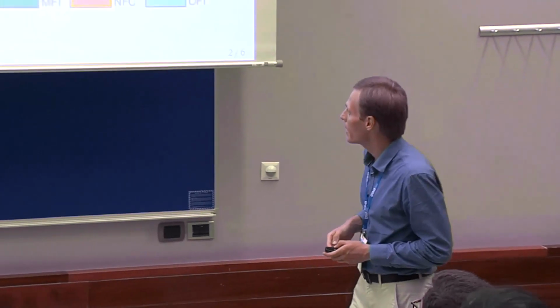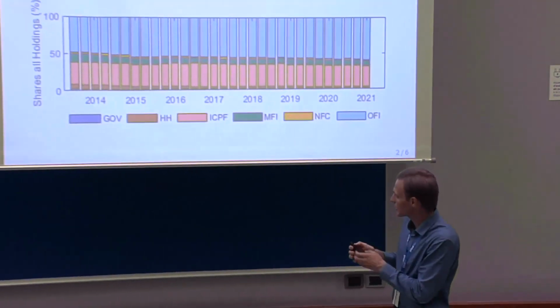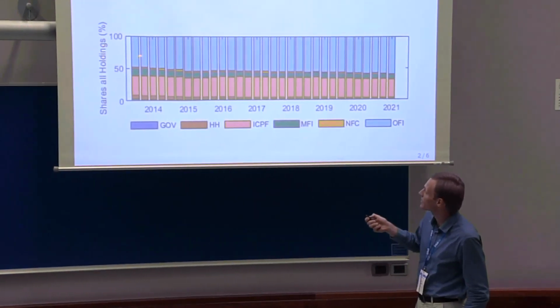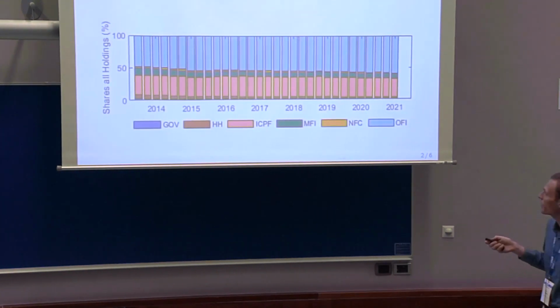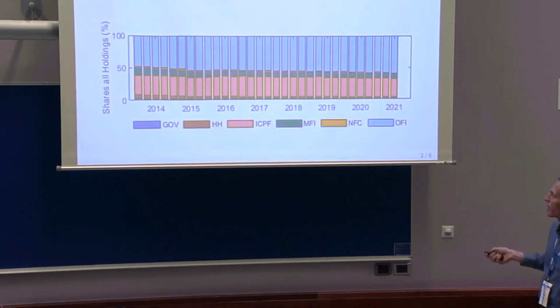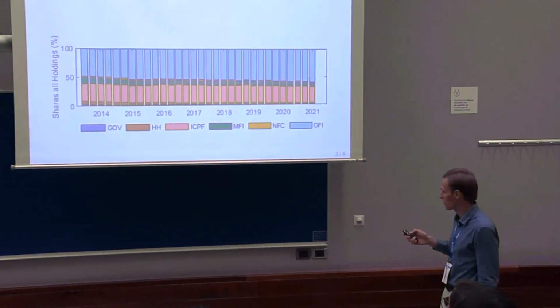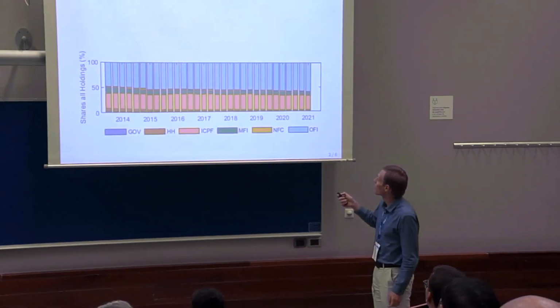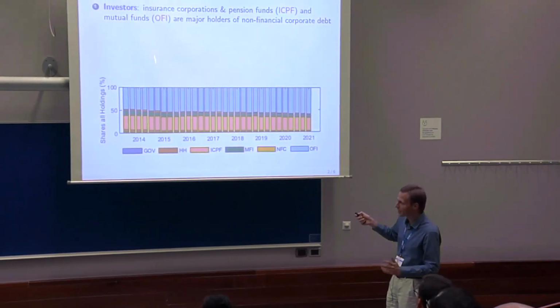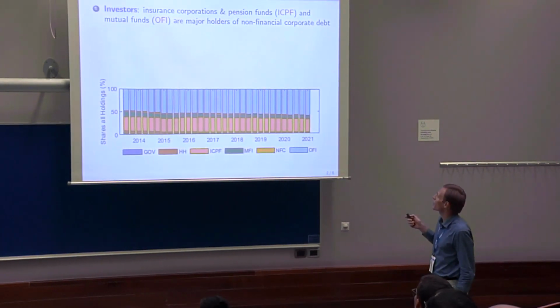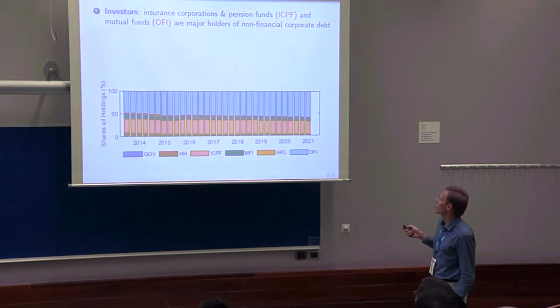So the first one, as Juliana already showed, is the shares of holdings by different types of investors. And the thing that comes very clearly from the speech is that there are two main types of investors which hold most of this debt, right? The mutual funds plus the insurance corporations and pension funds.